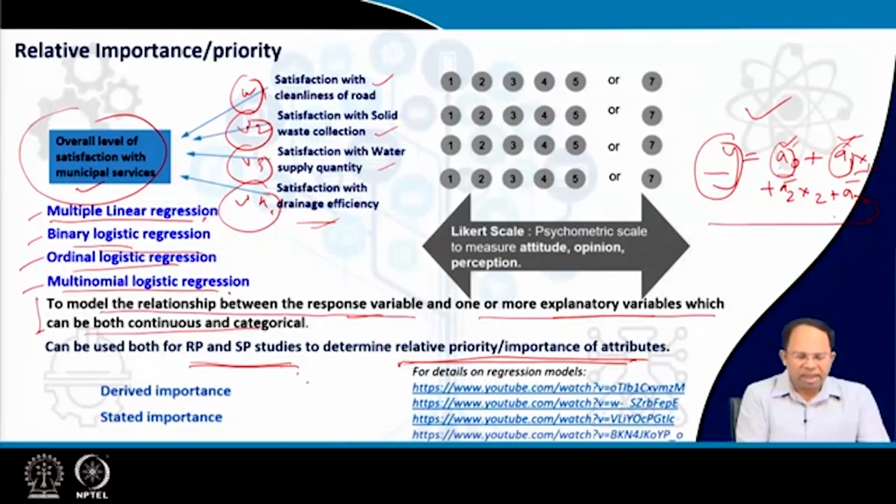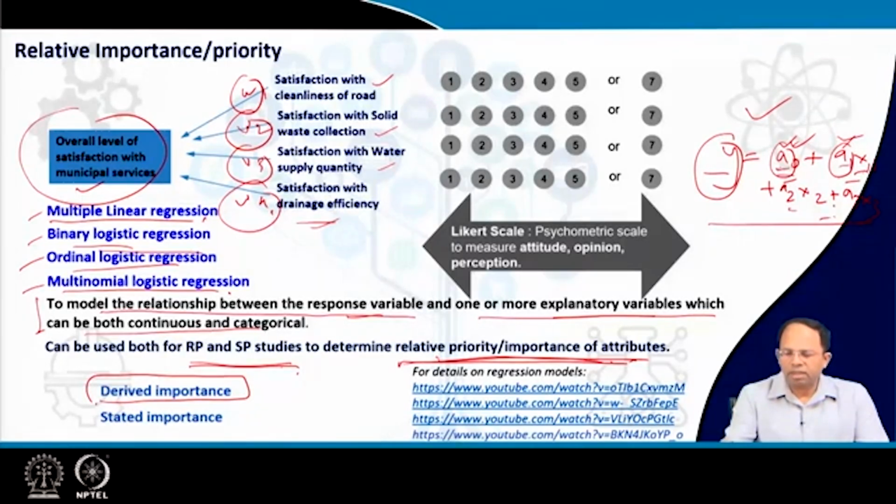Now when I say the relative priority or importance of attributes, what we are determining is the derived importance of those attributes. That means based on this equation, based on the regression, I will get values of a0, a1, a2, a3 and so on. So these weightage values or importance values are derived, right? These are known as derived importance. Even though we use a satisfaction scale or Likert scale with satisfaction values, we can derive their importance or priority, right? That's why we call them derived importance.